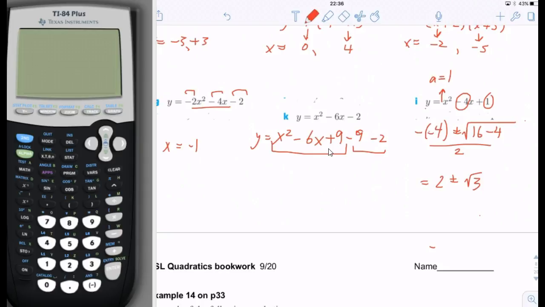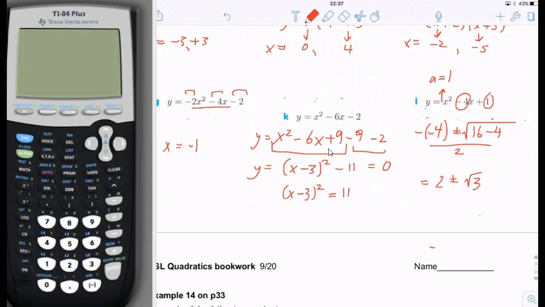So now we're going to take x squared minus 6x plus 9, we're going to factor it, we're going to get x minus 3 squared, and then we're going to group negative 9 and negative 2 together, we're going to get negative 11. Okay? So now we have this in vertex form, right? We want to know where the x-intercepts are. So we're going to set it equal to 0, because that's where the x-intercepts are. We're going to add 11 to both sides. We're going to get x minus 3 squared equals 11.